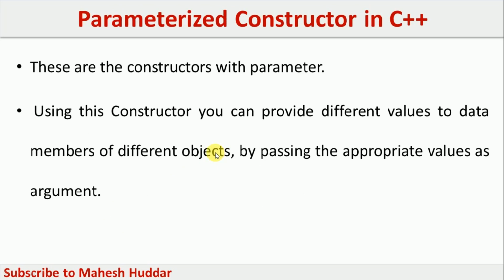Now we will see the second constructor, that is the parameterized constructor. These are the constructors with parameters. There is no difference between default and parameterized constructor except that the parameterized constructors accept parameters. Using these constructors, you can provide different values to the members of different objects by passing appropriate values as arguments.